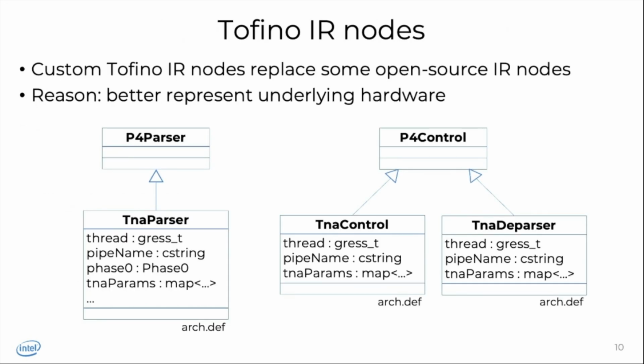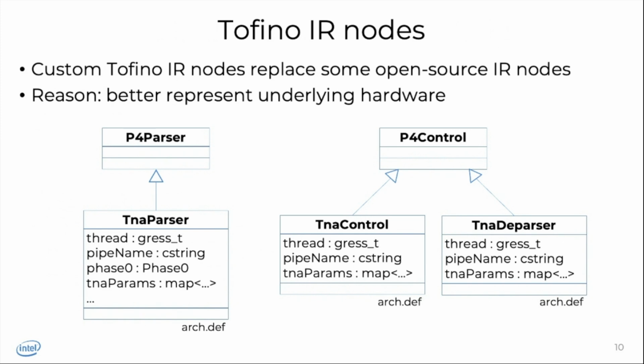So now, moving on to Tofino IR nodes, I'm not going to go over all of them, but I'm just going to touch on a few here. And the reason that we have these IR nodes is to better represent the underlying hardware. And if you're familiar at all with the open source IR, a lot of these classes will seem somewhat familiar, or at least you'll be able to understand why they exist.